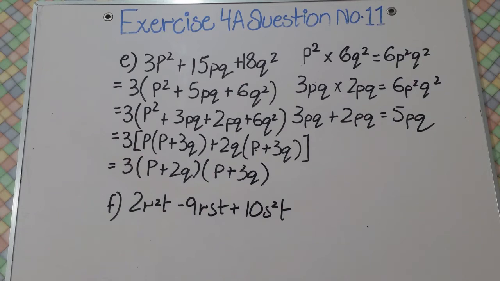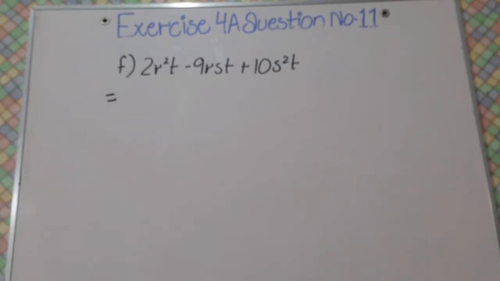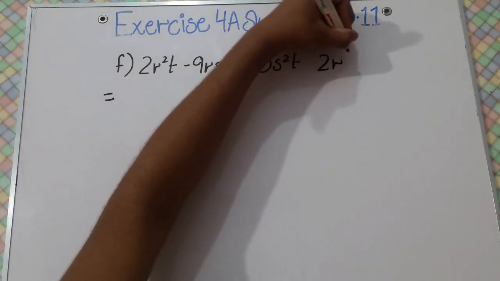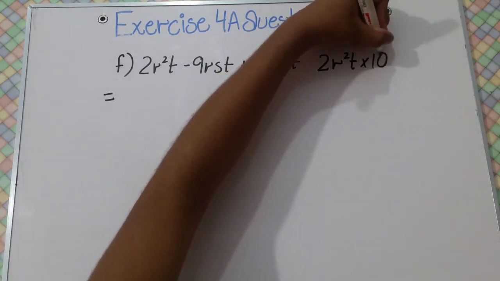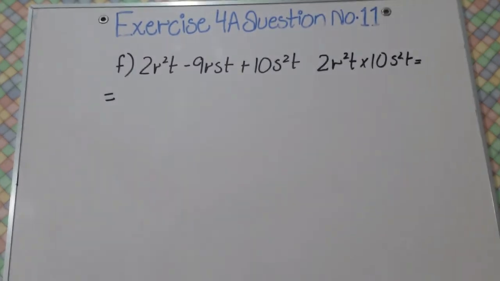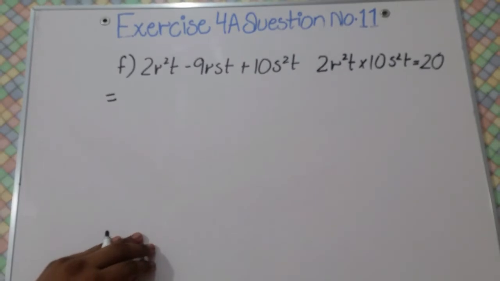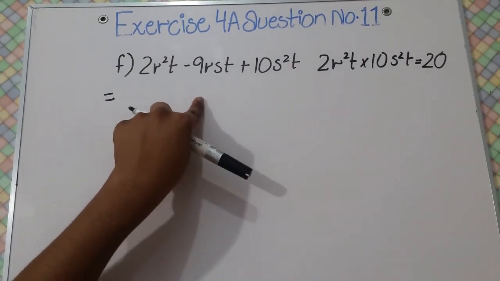So this was part E. Now I have written part F. So I'm going to solve it in another way, different from part E. First of all, I'm going to multiply 2r square t with 10s square t. So after multiplying we get 20 and the expressions. Okay, now we need to think of our numbers. By multiplying we get 20, and by addition or subtraction we get minus 9.